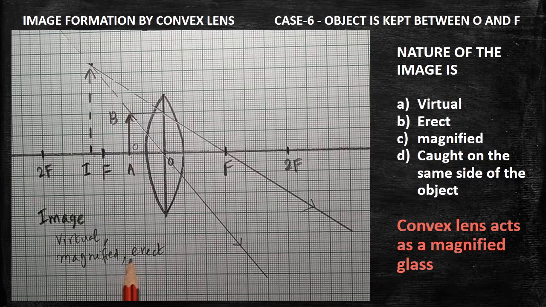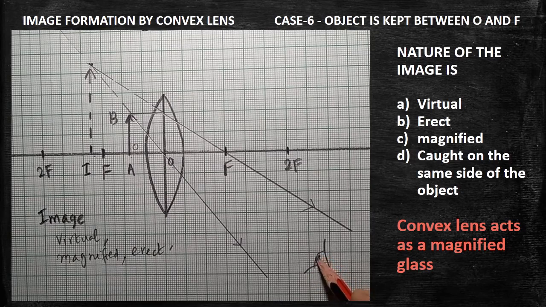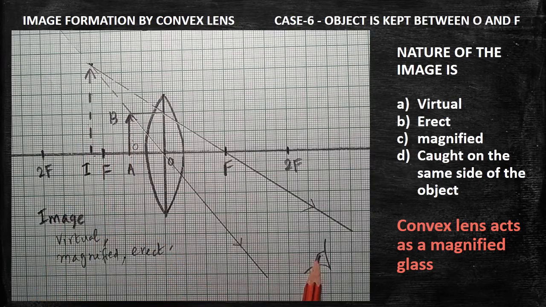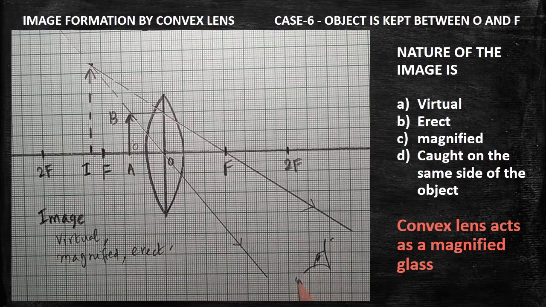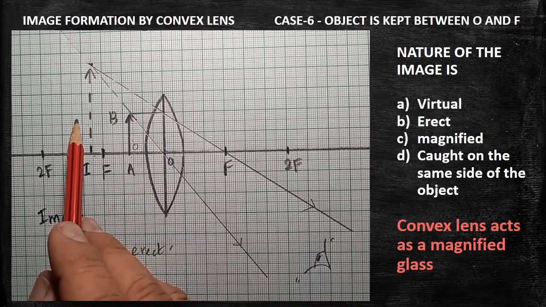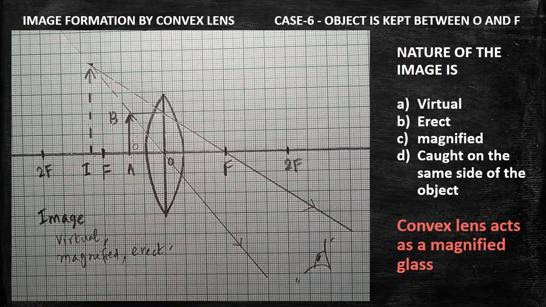In the remaining previous 6 cases, we just got the inverted image. Now only you have got the erect image. It's a very special case. Now only the lens acts as the magnifying lens. If your position of your eye is here, if you keep your eye here, the magnified image of this object can be seen with the help of your eye. The rays will reach your eye and you are able to see the magnified image of the object. Now the lens acts as the magnifying lens.